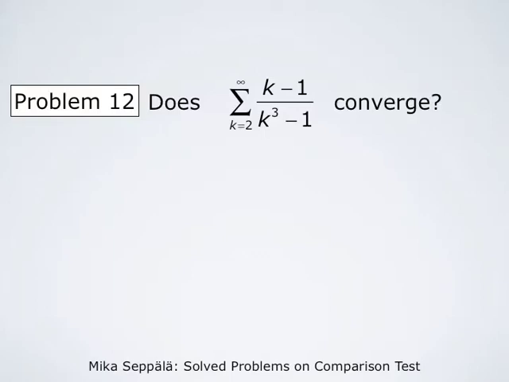Does the series summation k from 2 to infinity of (k minus 1) divided by (k cubed minus 1) converge? Here we start the summation with the value k equals 2, because if k equals 1, then k cubed minus 1 is 0, and the term (k minus 1) divided by (k cubed minus 1) would be undefined. So we exclude this value and start with k equals 2. So does this converge?